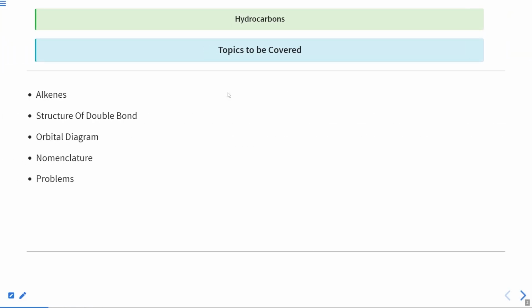So today we'll start alkene. In the previous class we completed alkanes. We have seen the preparation, the reactions, and also their configuration. Now today we'll start alkene. We will see the structure of alkene, the orbital diagram of alkene, look at their nomenclature, and at last we will see some problems related to what we studied till today.